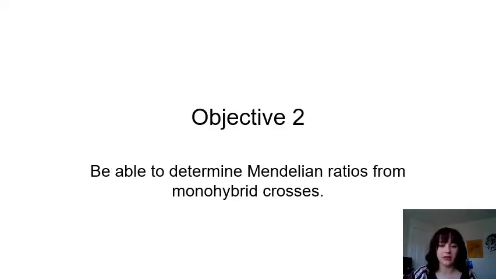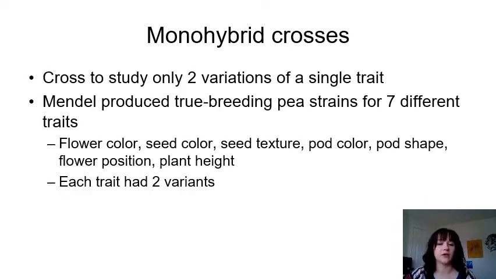All right, let's look at a monohybrid cross. So we're talking about traits, right? So usually when you're talking about traits, in this class, what we're going to talk about is just having two variations. So if you're looking at pea pod color, green or yellow, there's just two options. Or flower color, purple or white. Pea shape, wrinkled or smooth, right? Just two variations. And so he had 7 different traits, which had 2 variations each.